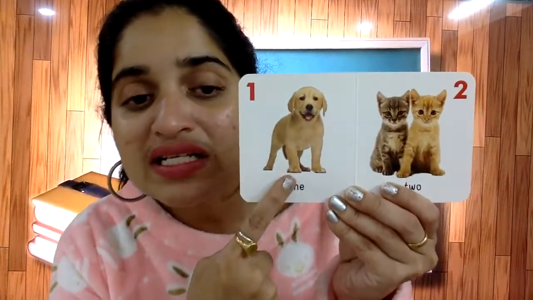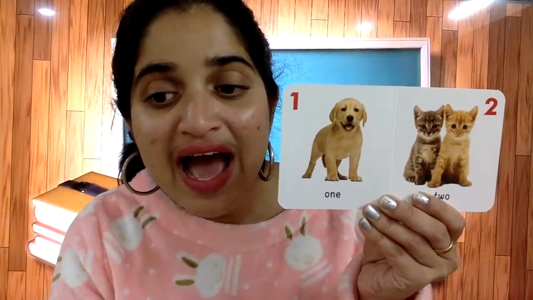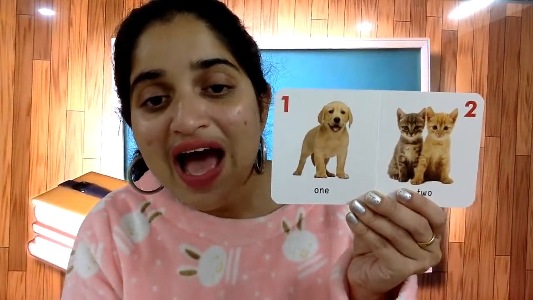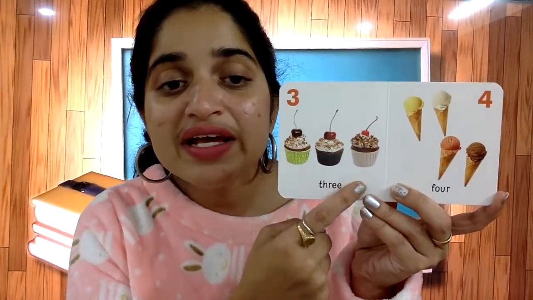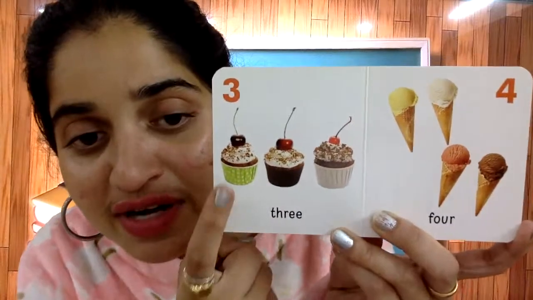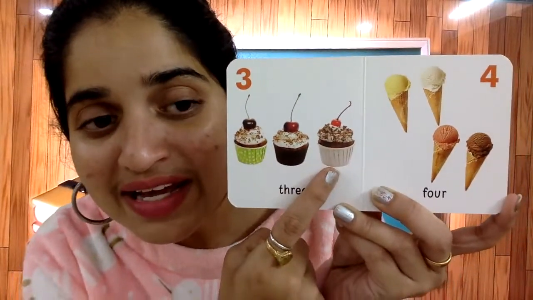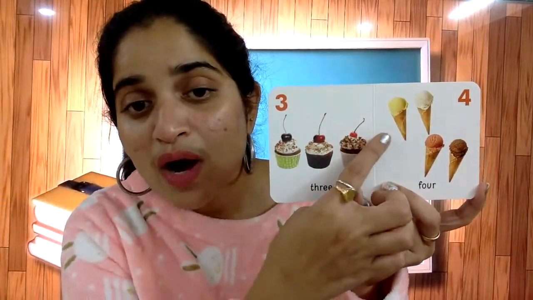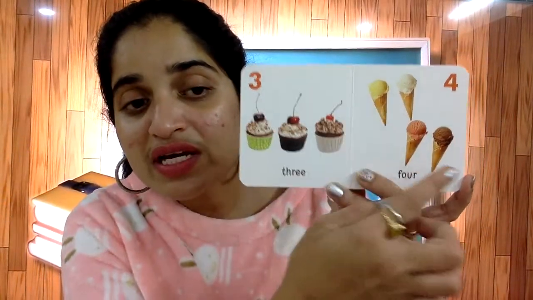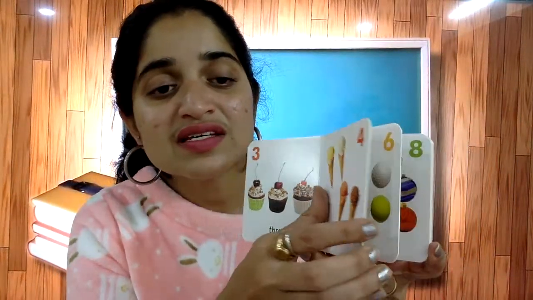One, one dog. Two, two cats. Thank you so much. Three, three cupcakes. Let's count, children. One, two, three. Three cupcakes. And four, four ice creams. One, two, three, four. Four ice creams.